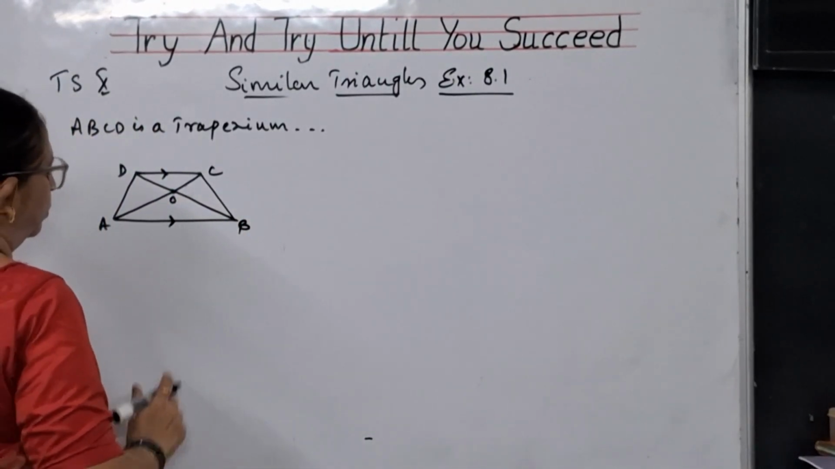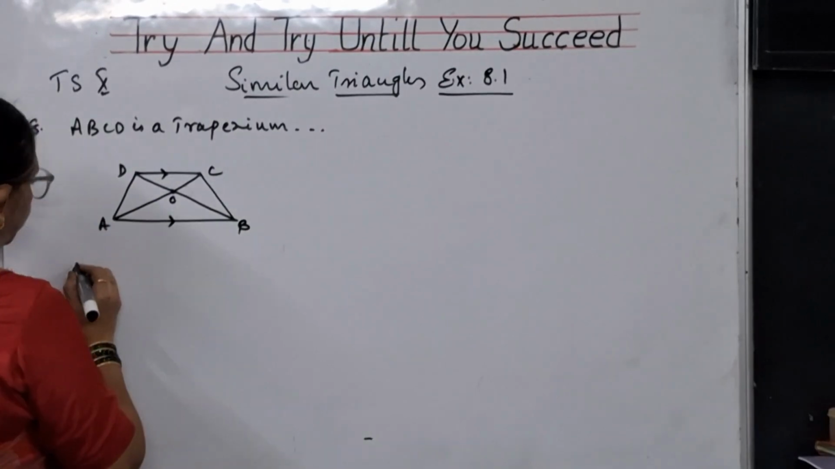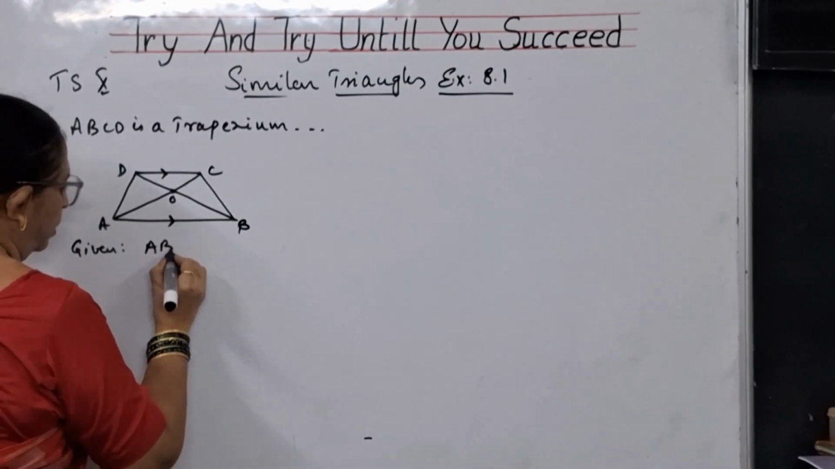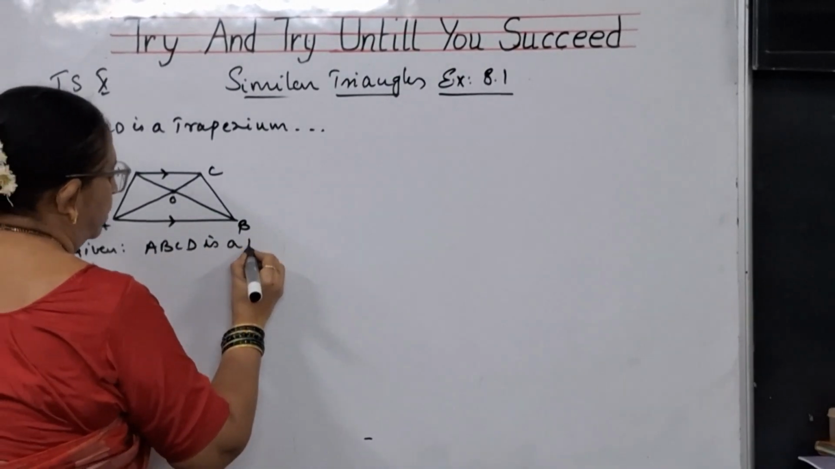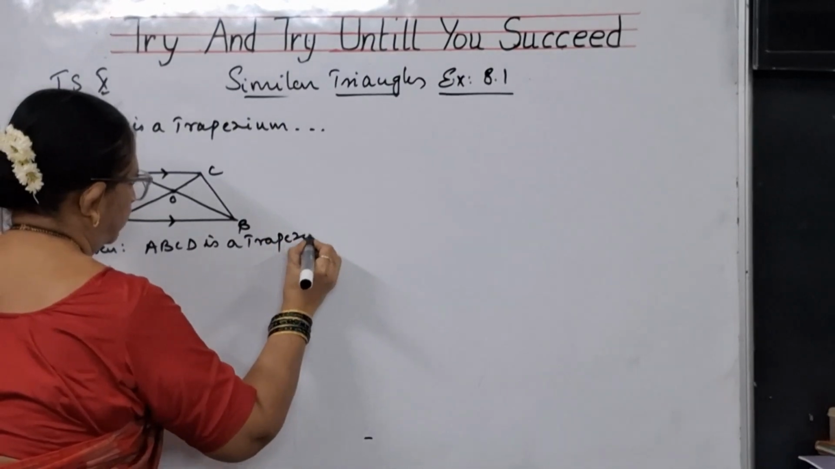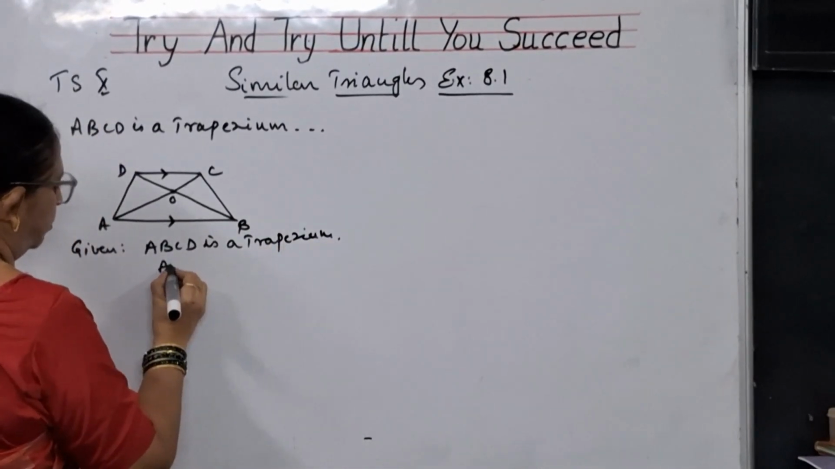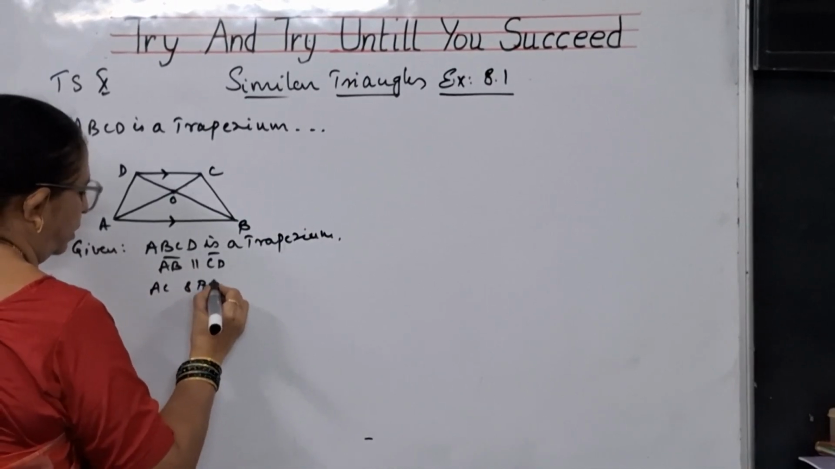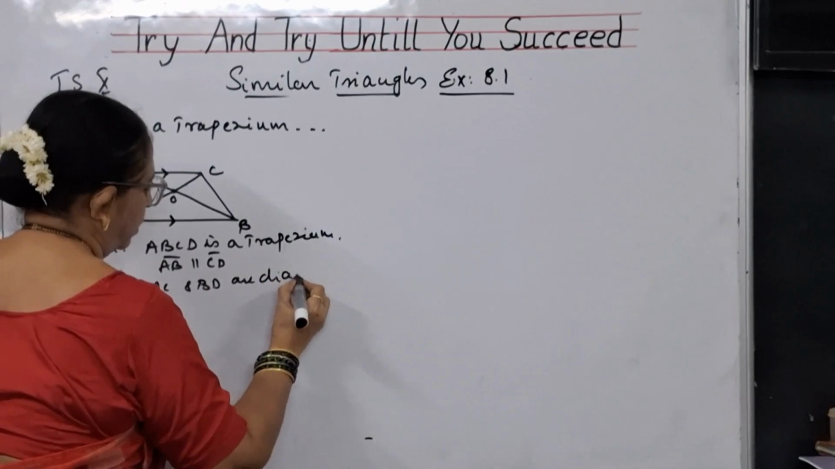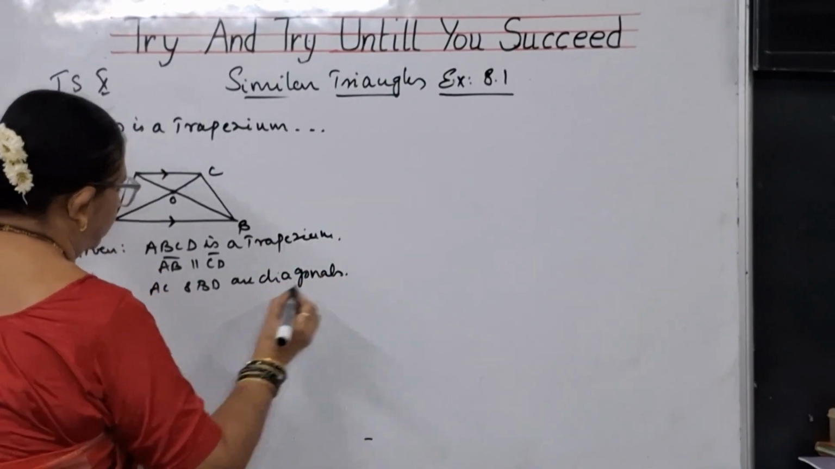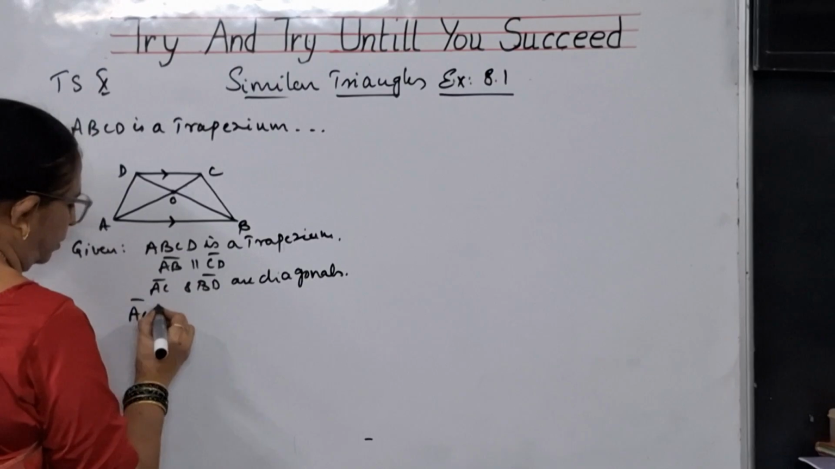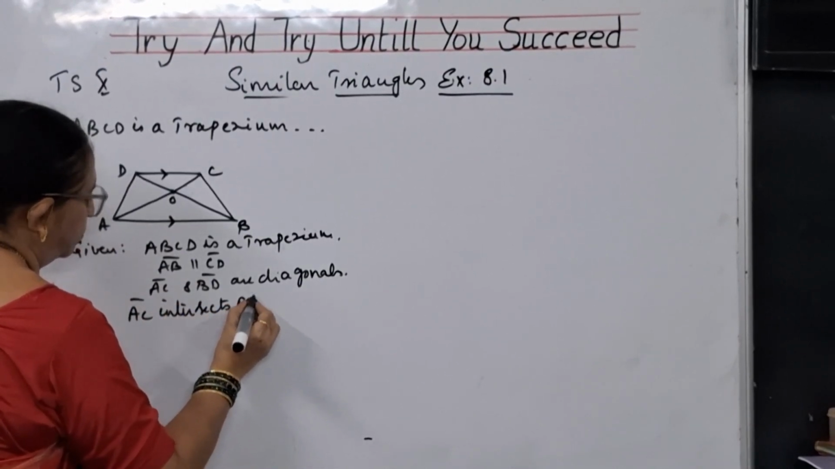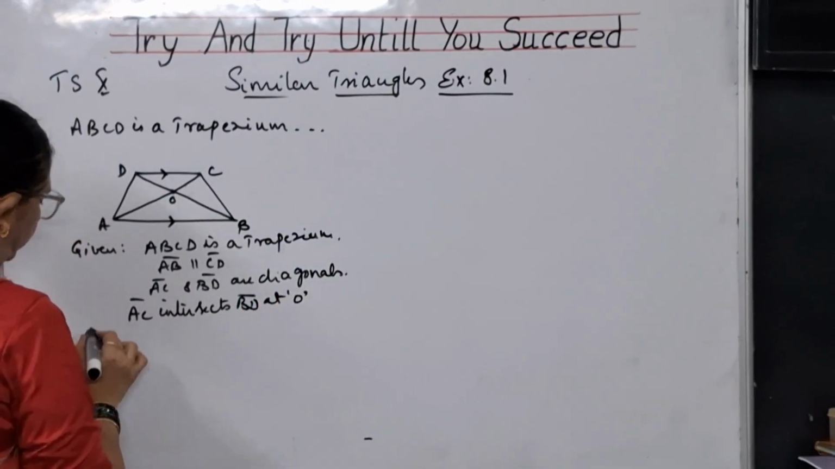Now, what you have to prove? You have to prove that AO by BO, let me write this here first. Given: ABCD is a trapezium and AB is parallel to CD, AC and BD are diagonals. AC intersects BD at O. This is given to us.